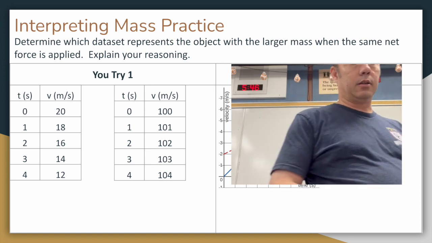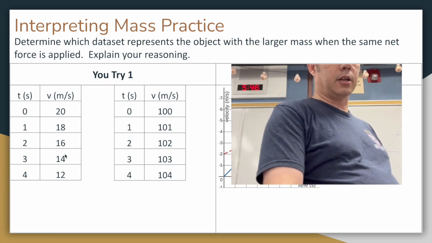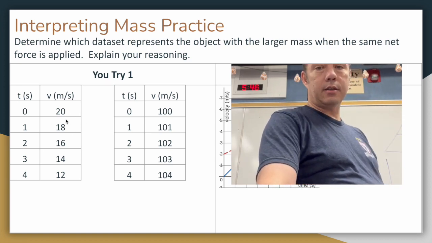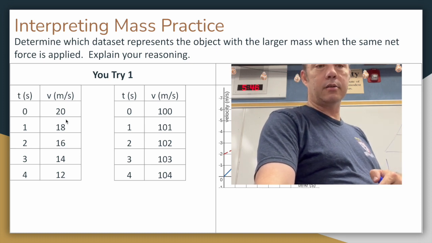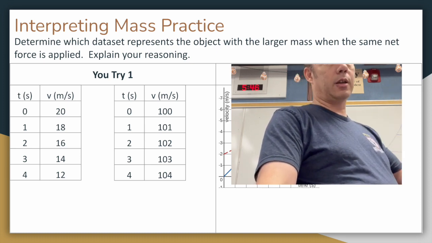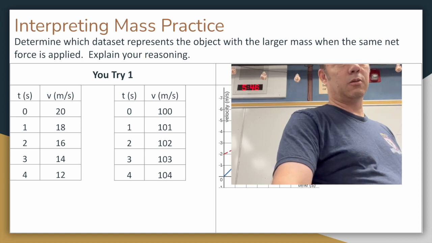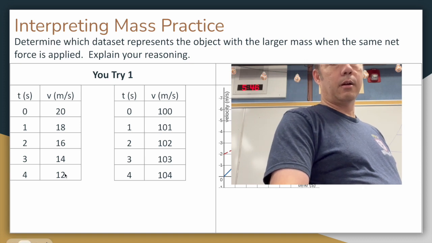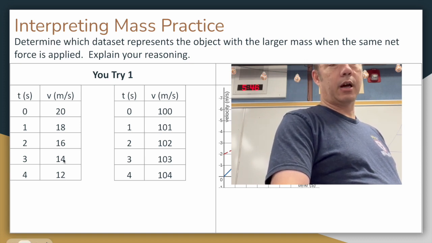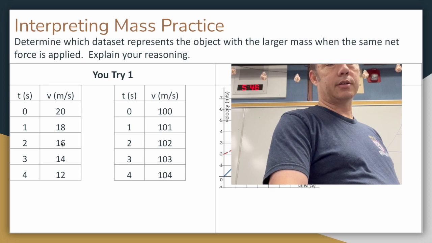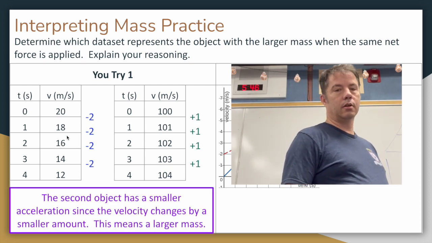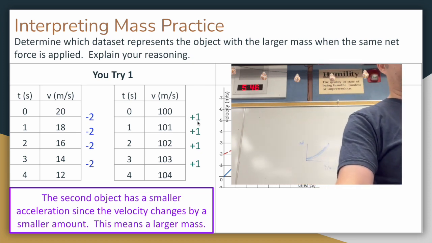So let's find it. What about this object? What's the difference here? 20 minus 18, or 18 minus 20, is a negative 2. 16 minus 18, negative 2. Notice I'm going bottom minus the top. Bottom minus the top. So they're all negative 2s. Look at the one on the right here. How is it changing?